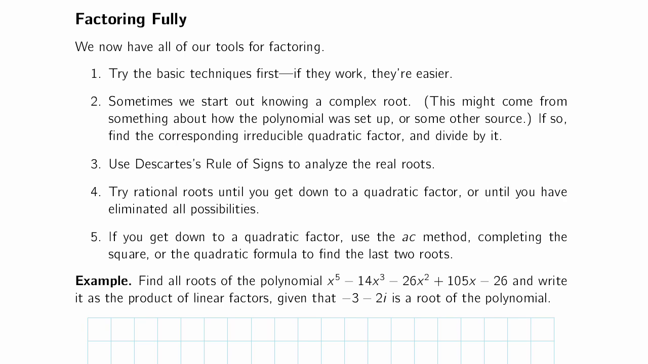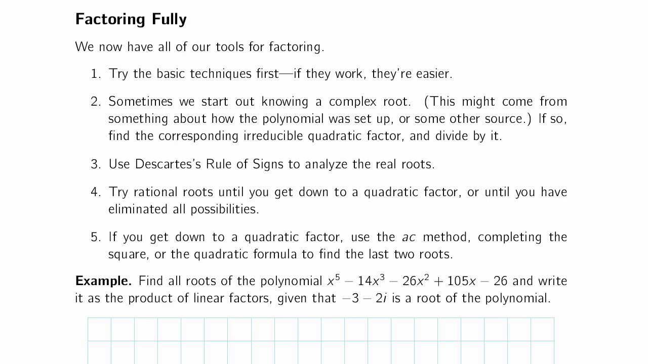Whatever's left, we'll use Descartes' rule of signs to analyze its real roots. Then we'll try rational roots until we get down to a quadratic factor, or until we've eliminated all the possibilities. Once we get down to a quadratic factor, well, we know all about quadratics. We can use the AC method, we can try completing the square, or we can use the quadratic formula. Any of those methods will give us the last two roots.